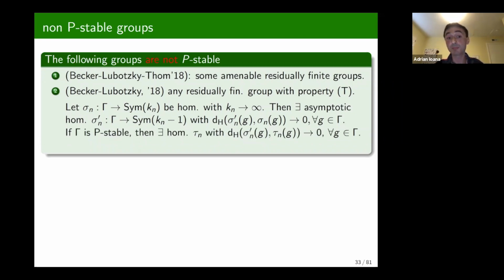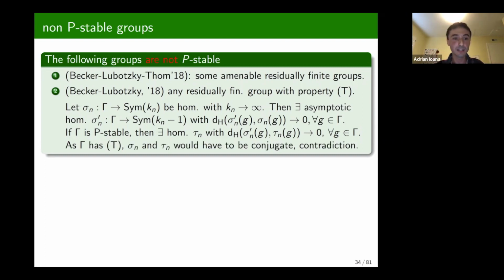But now, of course, if gamma is p-stable, this new asymptotic homomorphism, sigma_n prime, on the set with k_n minus 1 points has to be close to an actual homomorphism tau_n. And you see I have two relations of closeness here. Sigma_n is close to sigma_n prime, which is close to tau_n. So this means that sigma_n is close to tau_n. But what is this? Sigma_n is an action of your group on a set of k_n points. Tau_n is an action of your group on the set of k_n minus 1 points, and they're close, close in this Hamming distance.